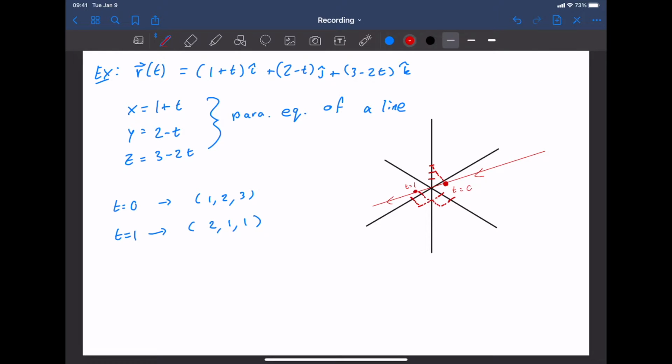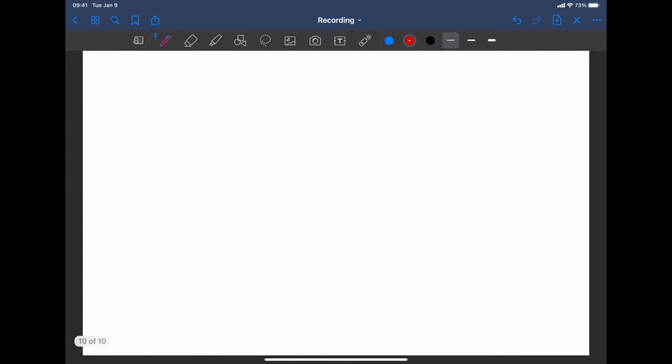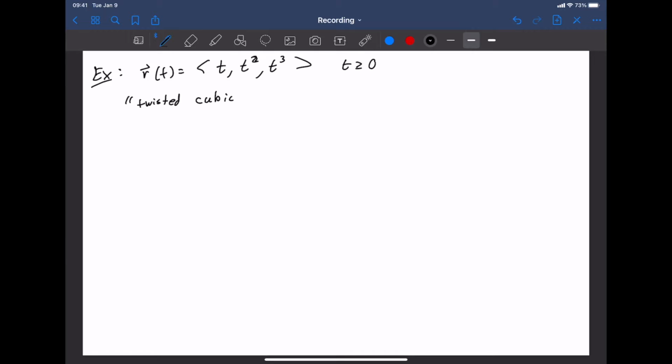So let's look at a more complicated example. This is actually a pretty famous example. R of t equals t in the first component, t squared, t cubed. We just think that's really interesting, right? You go up an exponent each time, and we'll give you a domain here of t greater than 0. So this is called the twisted cubic. And we'll talk about why.